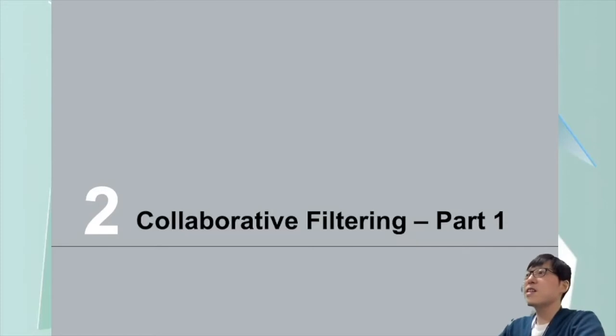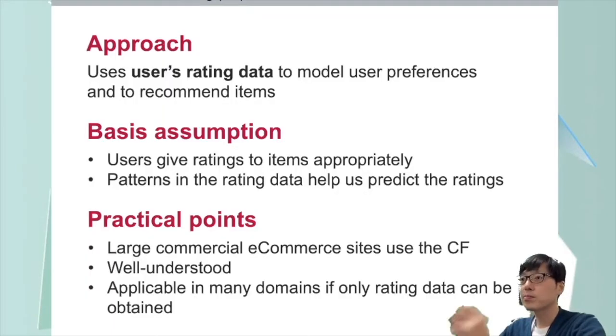Okay, let's dive into the detail of recommender systems. Now we will learn collaborative filtering. As I already said, collaborative filtering is one of the main approaches for recommender systems. Collaborative filtering focuses on the users' rating data to model user preferences and to recommend items.